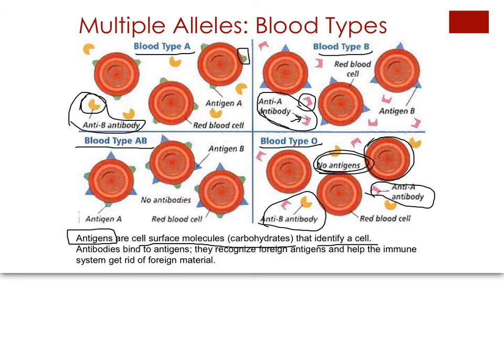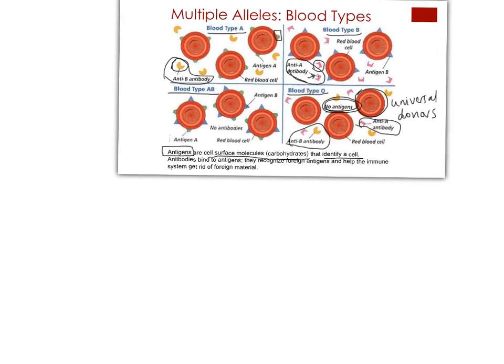That means that if someone donates type O blood, they can give it to anybody because there are no antigens to be recognized. So another person's immune system won't recognize those blood cells as being different. So people with type O blood are oftentimes called universal donors because they can give to anybody. People with type AB blood are oftentimes called universal acceptors because they can accept any type of blood.